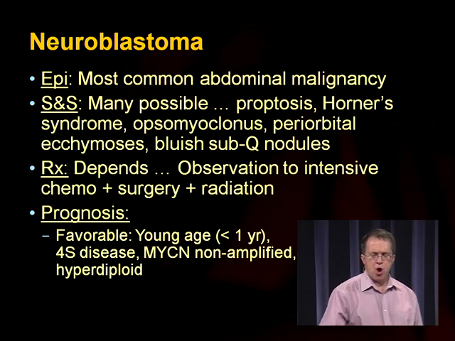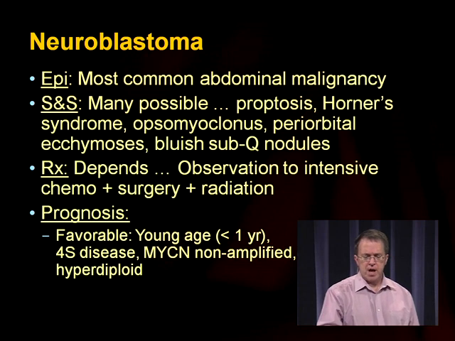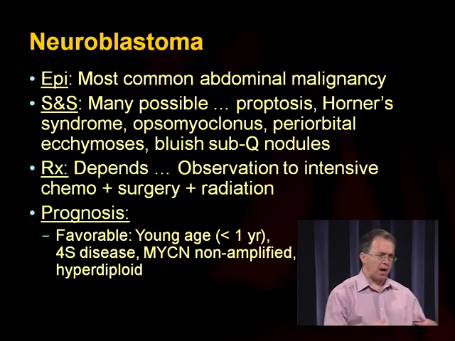The only thing to know is that if you're young and you get this tumor, like you're a newborn, it's a very favorable prognosis and you can often just be observed. Those are the patients with the so-called 4S disease that you might remember from medical school. And other things that are favorable are if you don't have this oncogene MYC amplified and if you've got a lot of chromosomes in your tumor.